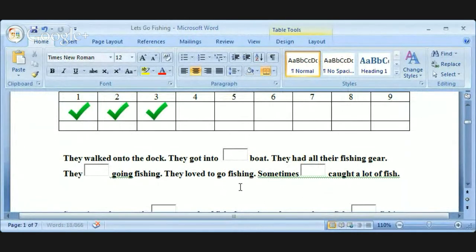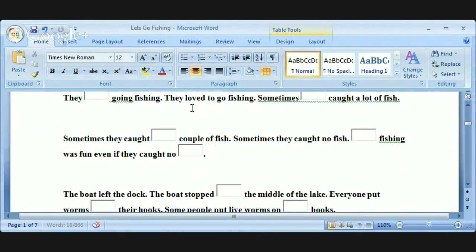They walked onto the dock. They got into the boat. They had all their fishing gear. They were going fishing. Great. They loved to go fishing. Sometimes they caught a lot of fish. Fantastic. Sometimes they caught a couple of fish. Sometimes they caught no fish. But fishing was fun, even if they caught no fish.